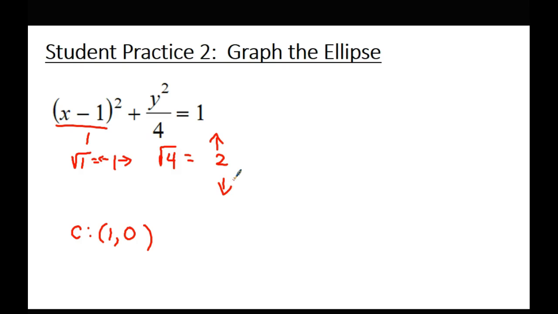And then from there, we're ready to graph. So we have 1, 0 would be right about here. And then I'm going to go left and right 1, up and down 2.